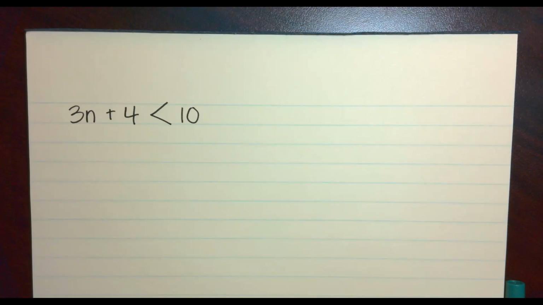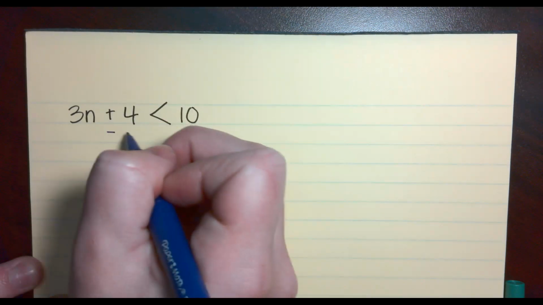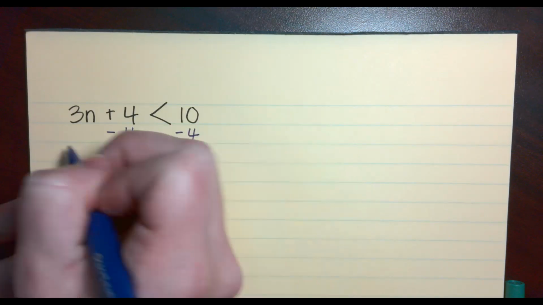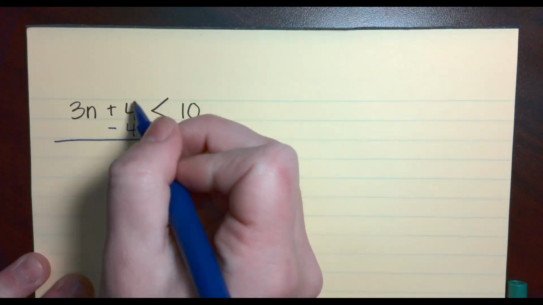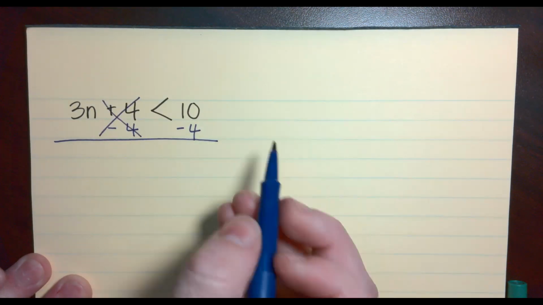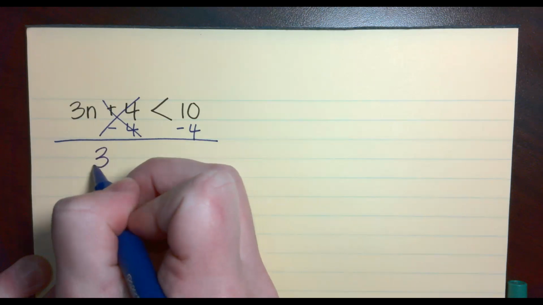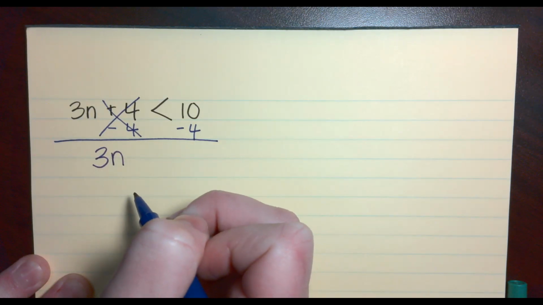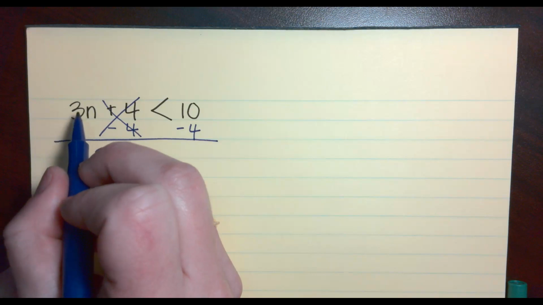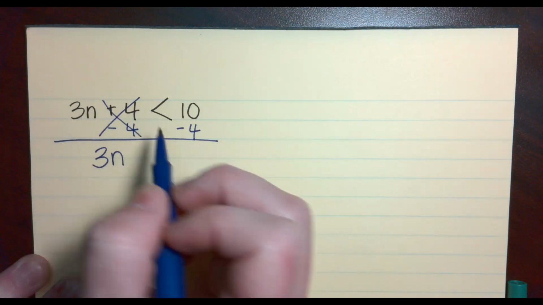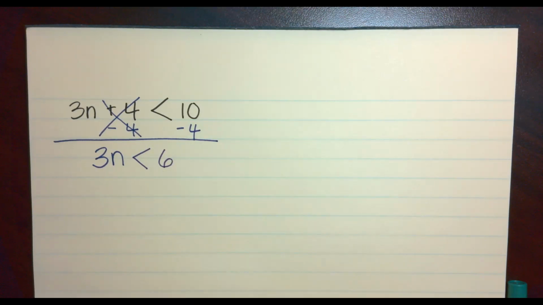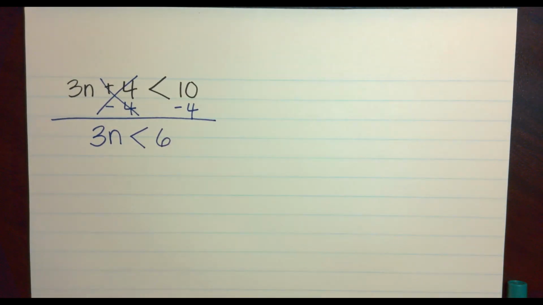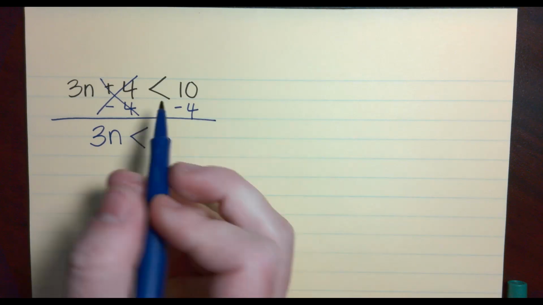Okay. What would I do here? Minus 4. Good. We'll subtract 4 from both sides. And then what? Yes, my 4's will cancel out. So I'm left with what? We're going to read it left to right. What comes first? Less than. Good. Less than 6. Good. 10 minus 4 is 6. All right. What's next? Divide by 3.